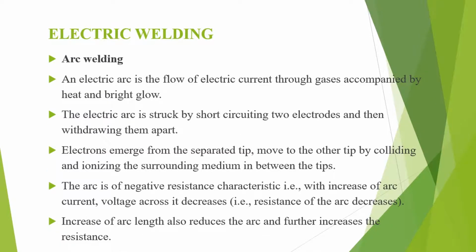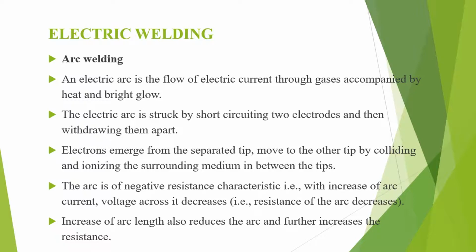Another classification of electric welding is arc welding. An electric arc is the flow of electric current through gases accompanied by heat and bright glow. The glow is due to ionization and dissipation of energy of the surrounding medium. The electric arc is produced by short circuiting two electrodes and then withdrawing them apart.